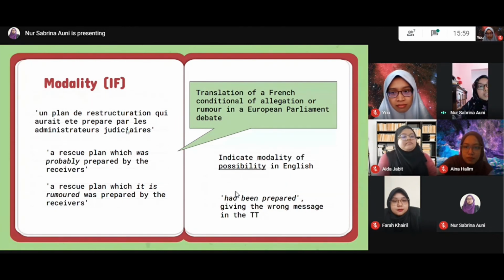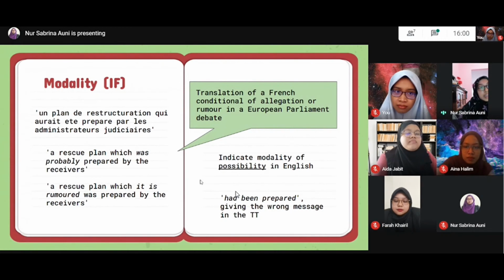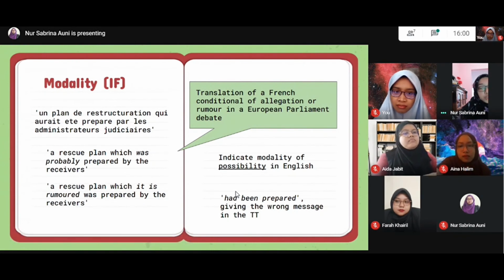There are words that indicate possibility in English, but when it was translated by the trainee interpreters, it was translated as certainty, using certainty words such as "had been prepared", when it actually indicates the modality of possibility in English, like "was probably prepared by the receivers" or "with which it is rumored was prepared by the receivers". So this is what they mean by the modality.